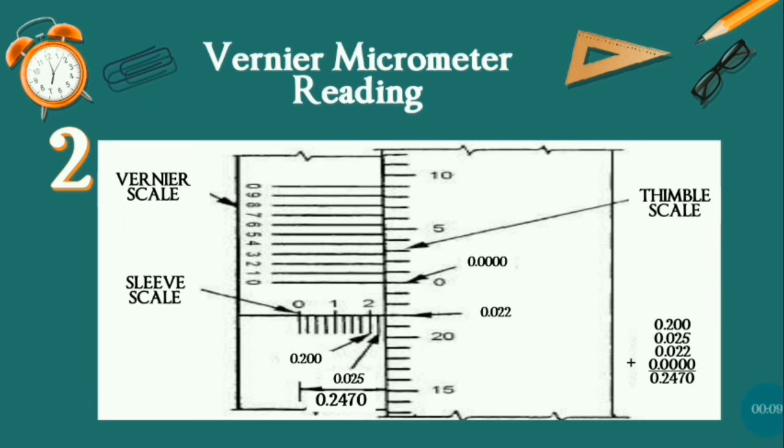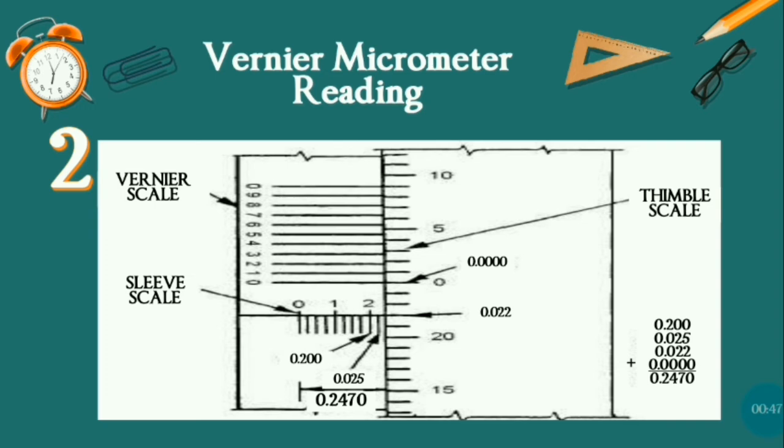Very good. Now let us proceed to example number 2 of the Vernier micrometer reading. So first, we will focus on the sleeve scale. So the number that we found is number 2. So that measures 0.200 or 200,000ths of an inch. Next, we find the first line after the 2. So the number is 0.025 or 25,000ths of an inch.